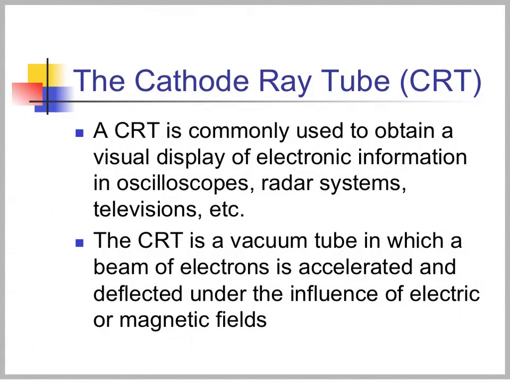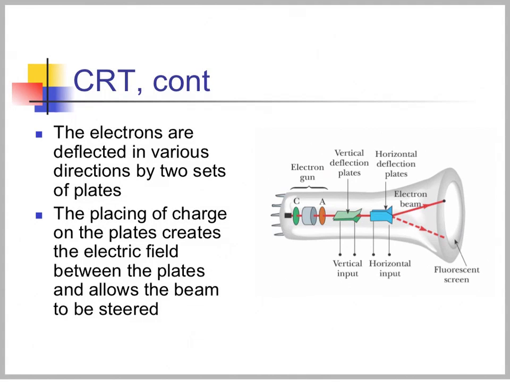There are lots of devices that we can make using these ideas. One that used to be very popular and is dying out now is called a cathode ray tube. The CRT was commonly used to obtain visual information in oscilloscopes, radar systems, and old television sets, the tube sets. The CRT is just a vacuum tube where we have a beam of electrons accelerated and deflected under the influence of electric or magnetic fields.